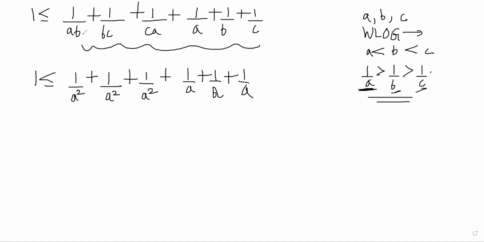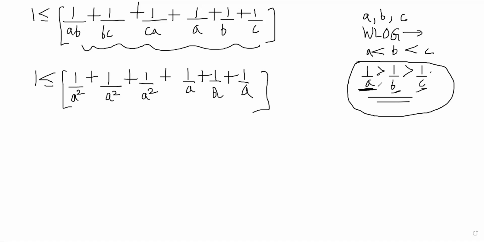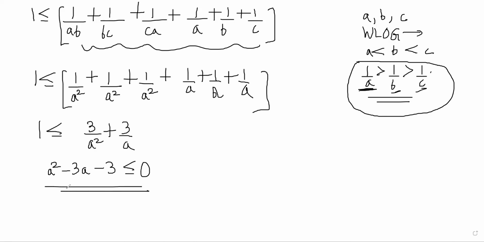What I'm saying is this expression is less than this because we have assumed that 1 over A is greater than 1 over B is greater than 1 over C, right? So we are getting 1 is less than or equal to 3 by A square plus 3 by A, or we are getting a quadratic like this: A square minus 3A minus 3 is less than or equal to 0, which implies by the theory of quadratic functions, A must lie between the roots. One of the roots is negative, the other root is greater than 3. This root will be 3.75 or something. So we get from here that A is less than or equal to 3.